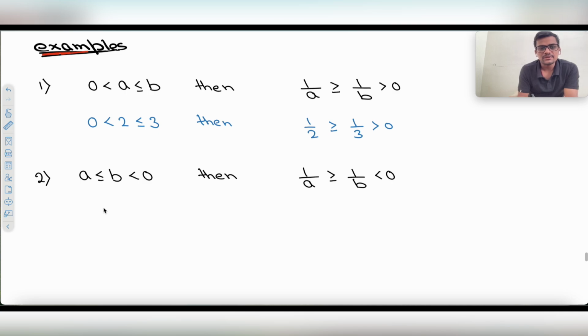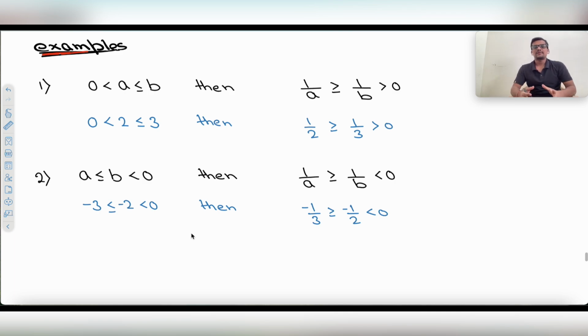Now I am taking one particular example. Suppose I take minus 3, which is less than minus 2, and these both are negative. Then clearly minus 1 by 3 is greater than minus 1 by 2, and these both are negative, right? So you can feel this by taking a particular example also.